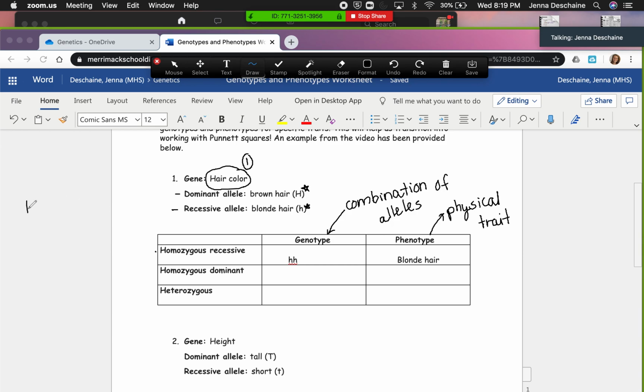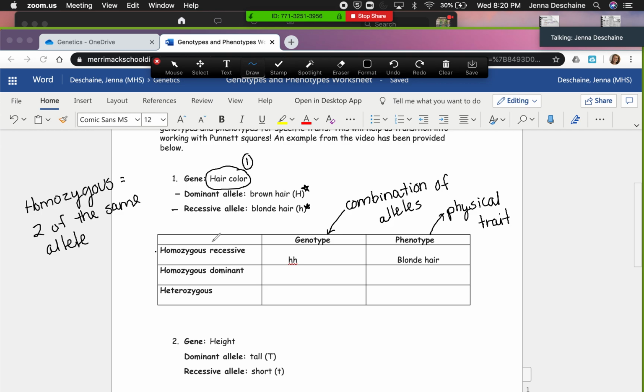So I'm going to write that off to the side, just in case you forgot. Homozygous is two of the same allele. All right, so if I say this word homozygous right here, that means I have two of the same allele. And then I also see recessive, so that means that I'm going to have two recessive alleles. Because I'm homozygous, I have two of the same alleles, and those alleles are going to be recessive.